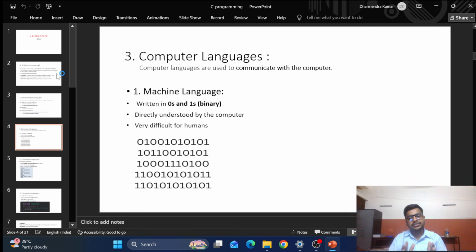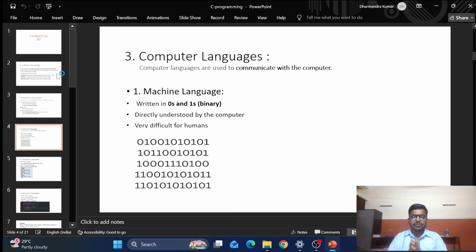It's a combination, a collection of 0 and 1. It's also called binary language. Here we use only 0 and 1 to write any statement. So it is very difficult for humans to understand and remember.